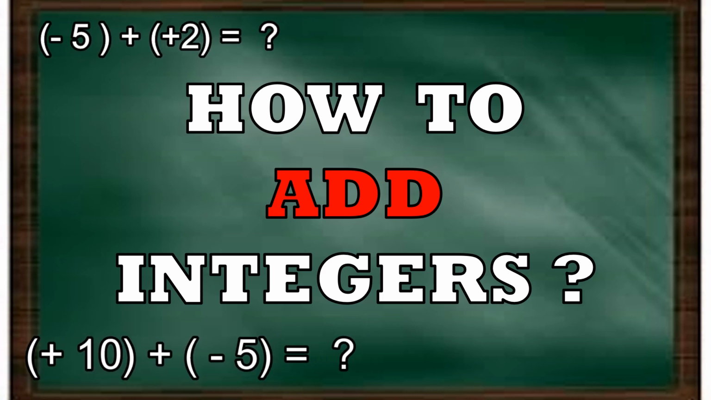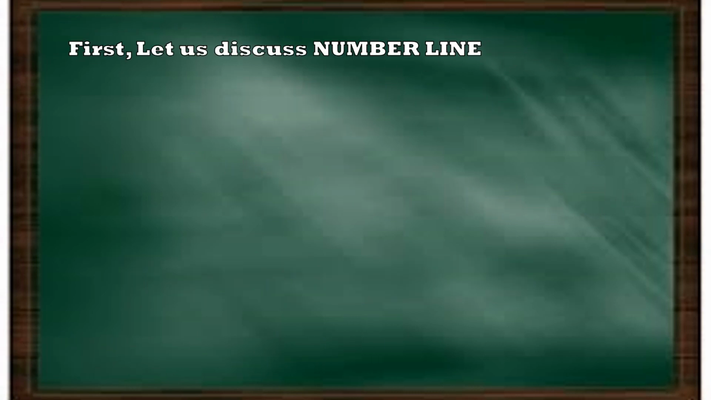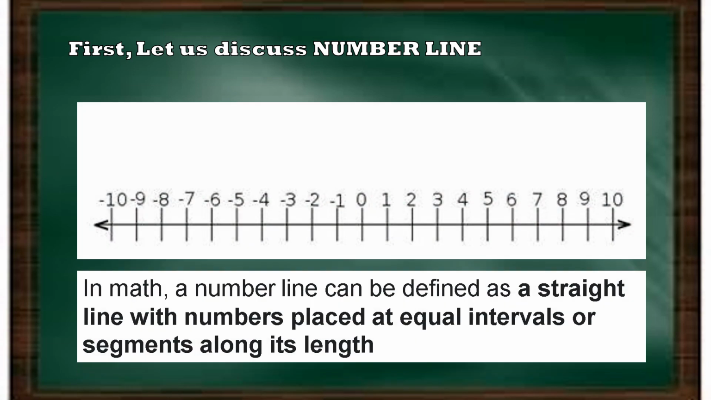How to add integers. First, let us discuss the number line because we will use this number line to easily understand the addition of integers. So what is a number line? In math, a number line can be defined as a straight line with numbers placed at equal intervals or segments along its length. Again, always remember that we will use a number line throughout this video. So, let's get started.